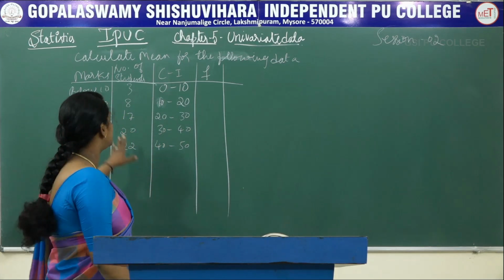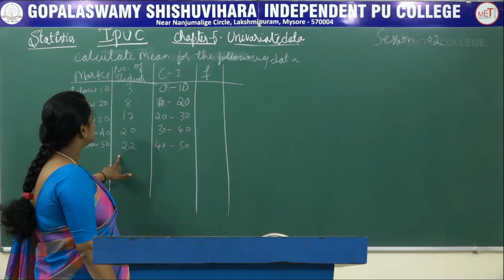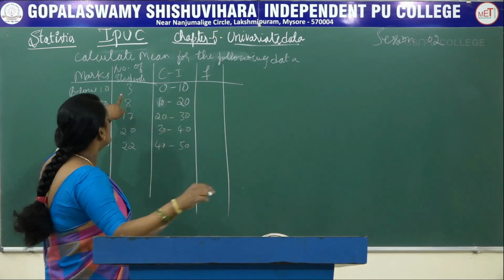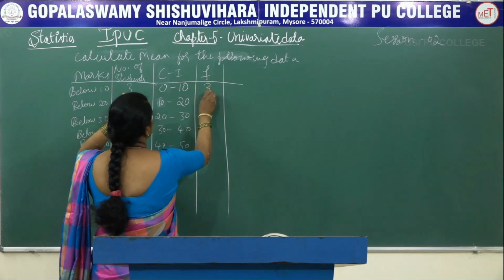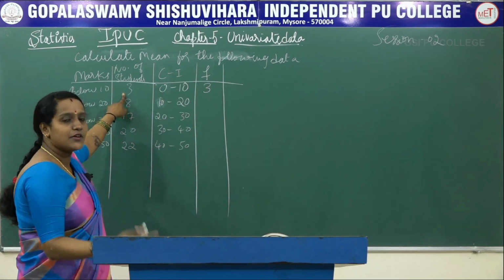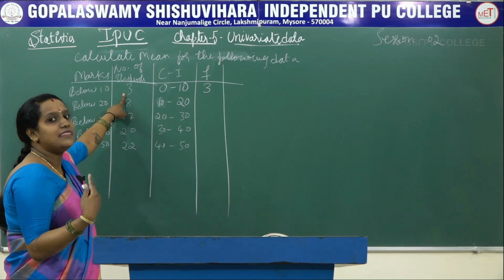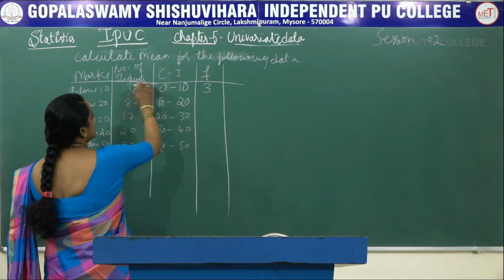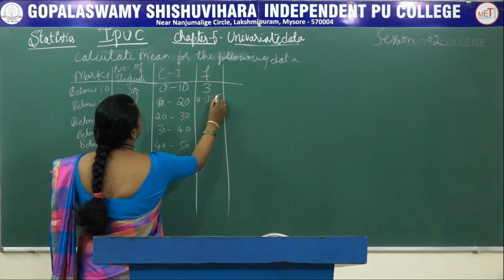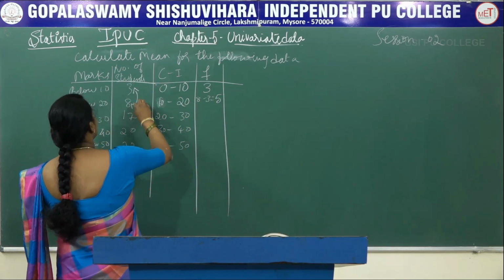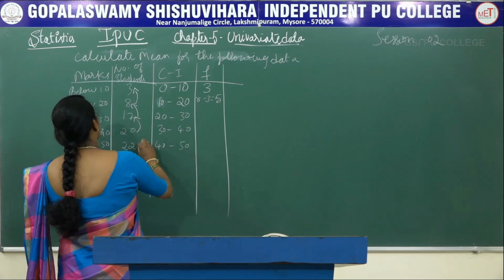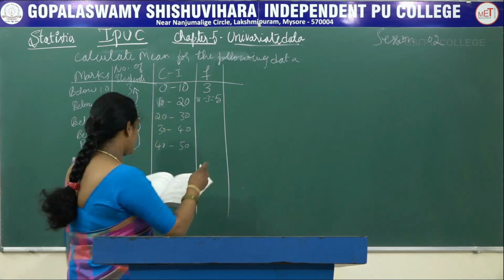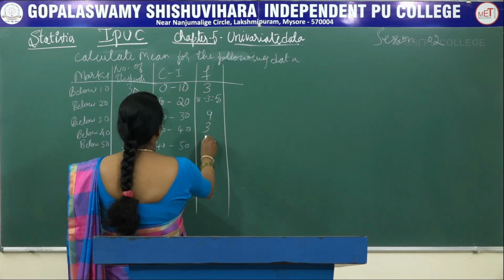Next is to find the frequency. The number of students they have given is the LCF, lower cumulative frequency, so we have to find the frequency. First we will write the number as it is, this 3 as it is. Then we subtract the previous cumulative frequency from the next one, that is 8 minus 3, it is 5. Similarly 17 minus 8, 20 minus 17, 22 minus 20, so that you will get the frequencies like this, 9, 3 and 2.